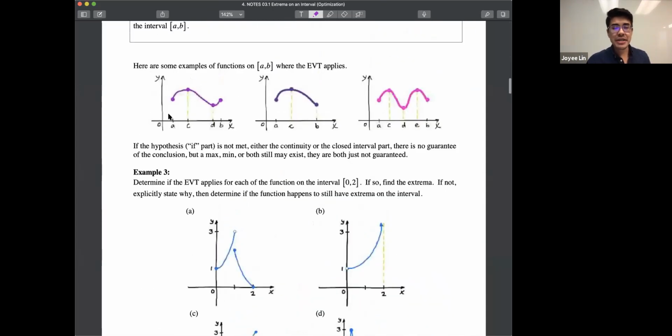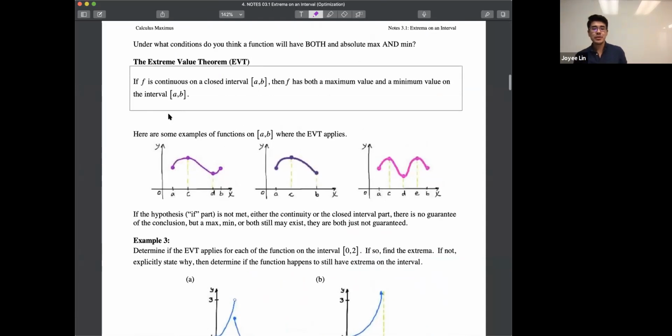So thing number one, we have this extreme value theorem. You don't actually need to know it, but you will need to evoke it quite often, right? If f is continuous on the closed interval a to b, then there must be both a maximum and a minimum value on that interval. It could be the same value, right? You could have a horizontal line and it still be the maximum and the minimum.